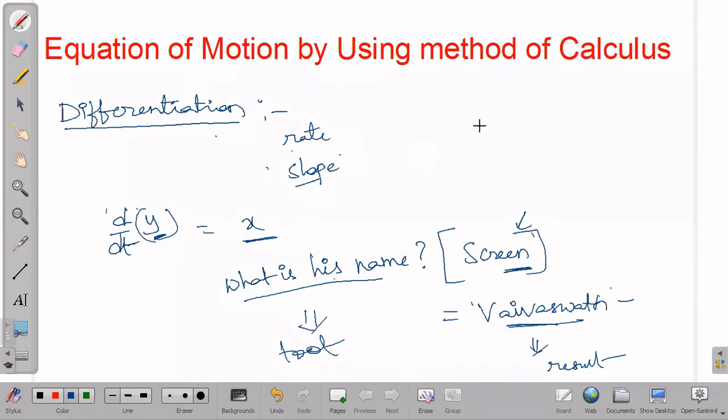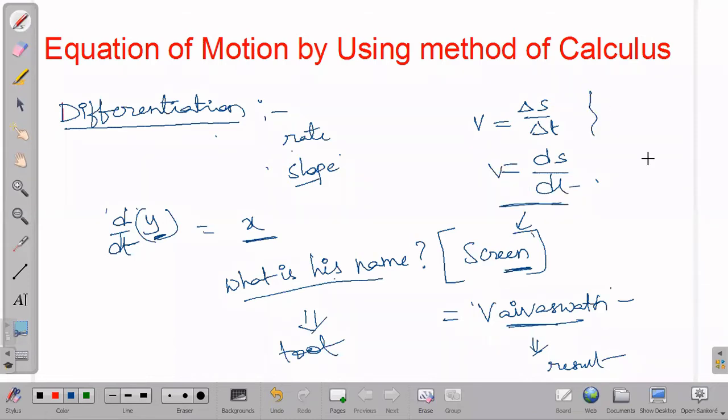Okay, so suppose we want velocity, differentiation of... Velocity is what? d delta S by delta T generally. So rate of change of displacement, we call it velocity. So in terms of differentiation, if we write ds by dt, this is velocity. Okay, so velocity we write as ds by dt.